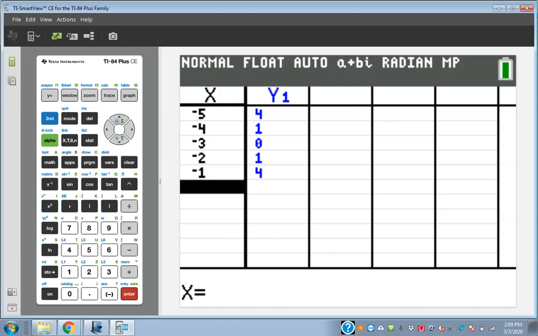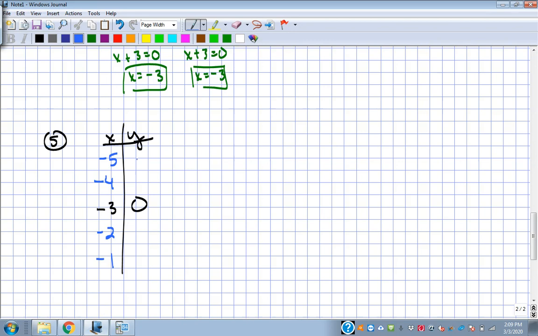Anybody not getting those? Everybody good? All right. So we're going to write those in our table. 4, 1, 0 is already there. So that's a good checking spot to make sure you got the right value for your vertex. If you use the calculator, it should be right anyway.